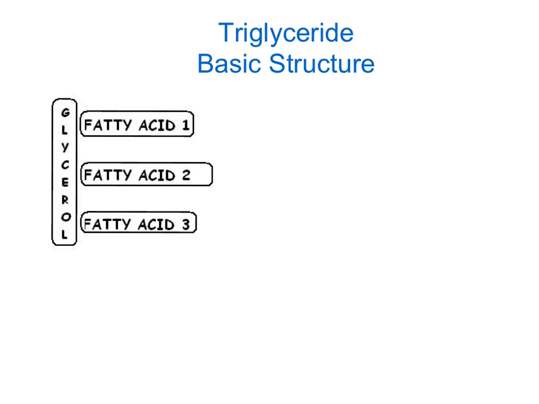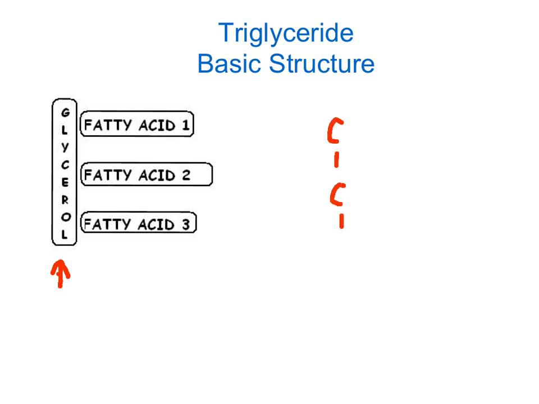The basic structure of a triglyceride has two parts to it. One is this glycerol backbone right here. And then it will have three fatty acids attached to that glycerol backbone. That's why it's called a triglyceride, the tri for the three fatty acids.